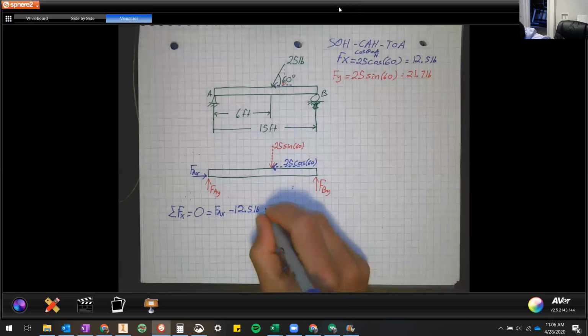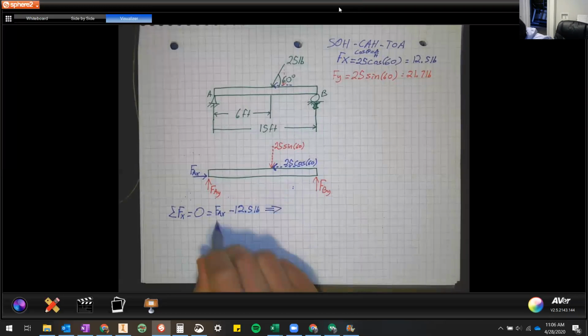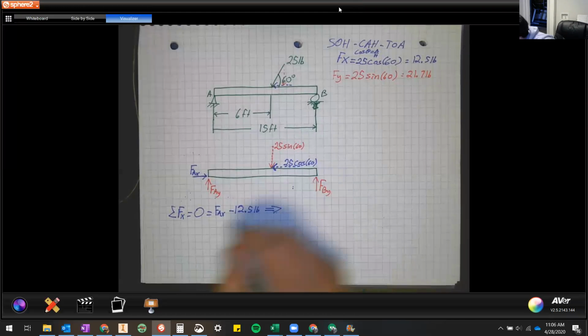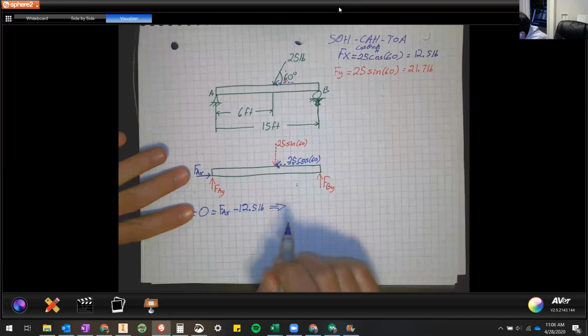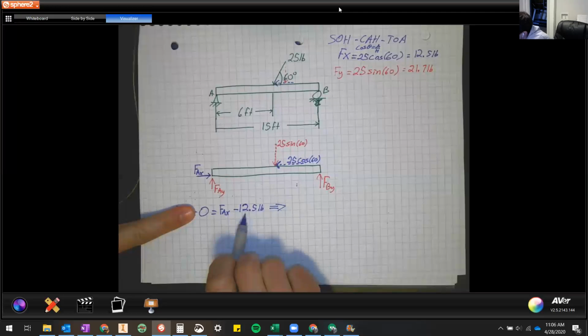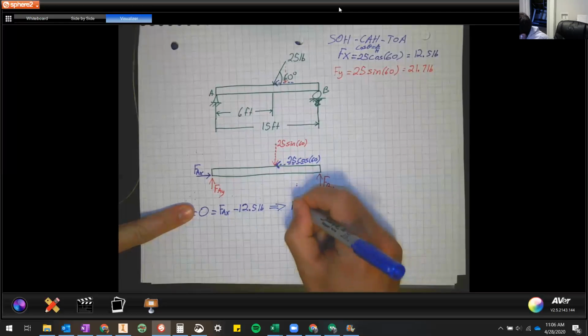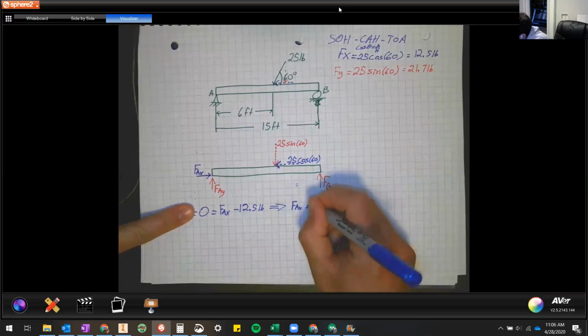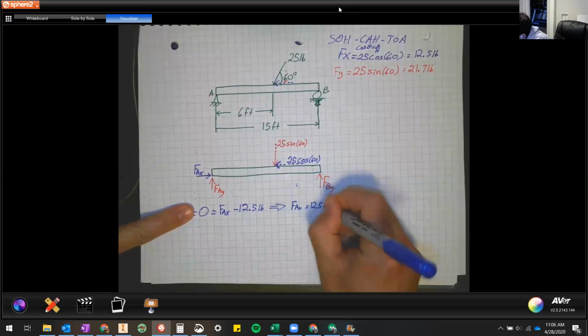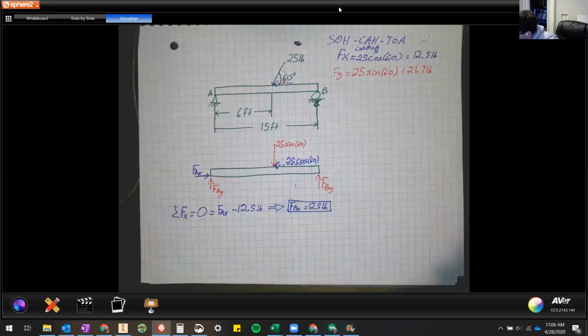Okay. So now I have one of my answers here. If it's just these two, if I were to cover that up, I'd have 0 is equal to FAX minus 12.5 pounds. So FAX, if I move that 12.5 over, FAX is equal to 12.5 pounds. So there's one of my answers right there.